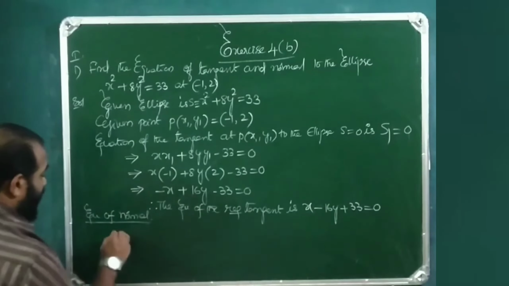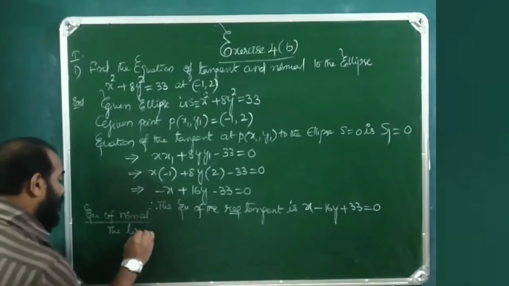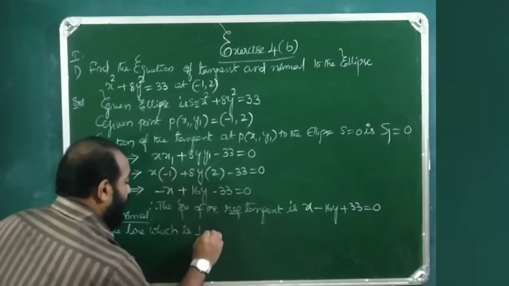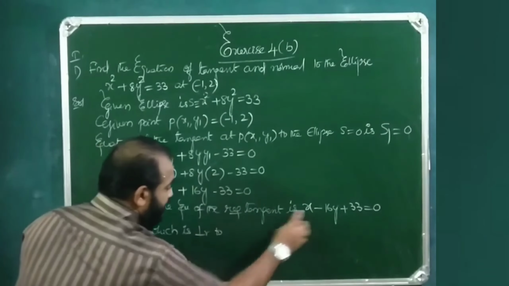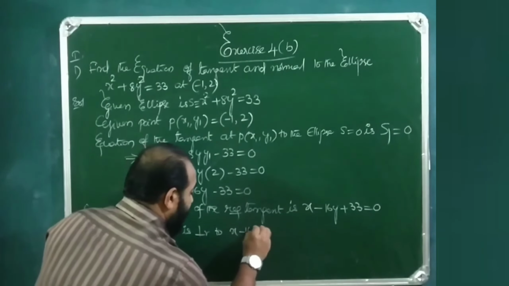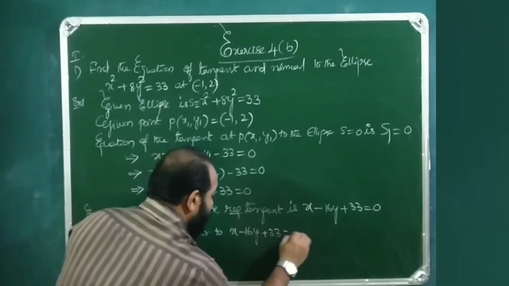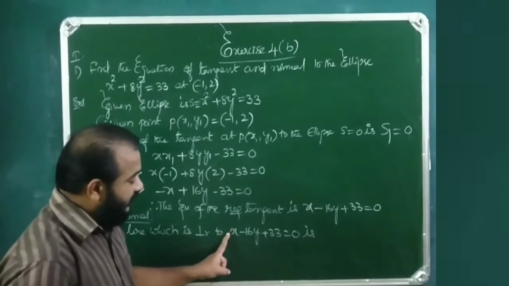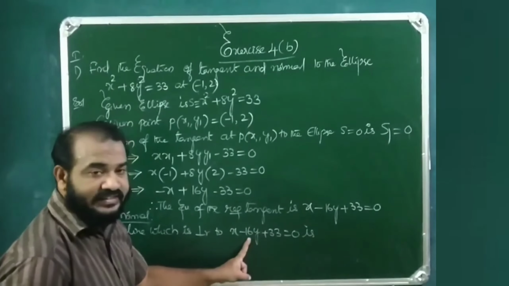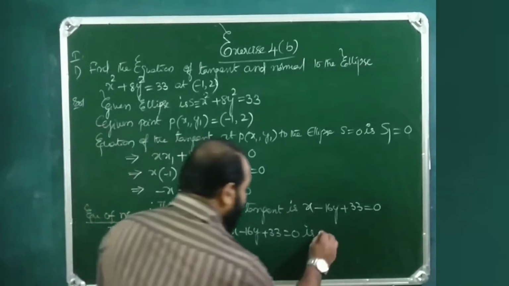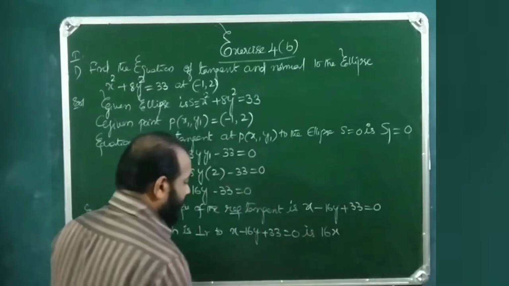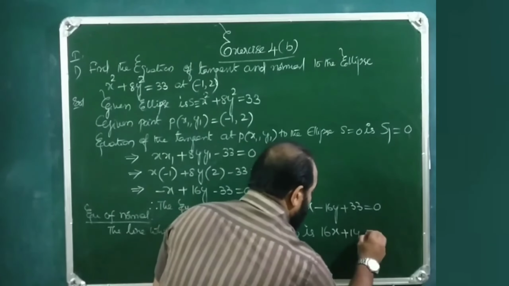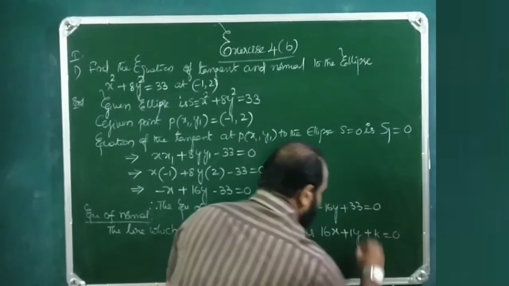So the line which is perpendicular to this, x minus 16y plus 33 equals 0, is: the coefficient of x is 1 and the coefficient of y is 16. So this will be 16x plus 1y plus k equals 0.